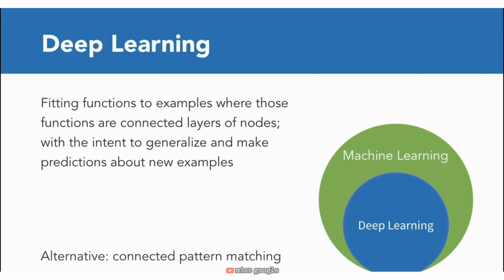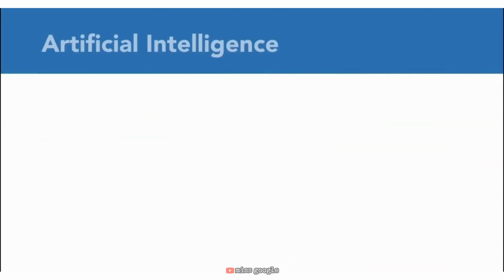So again, instead of just using one function to match a pattern, you're just using many functions to match a pattern. Now, this may seem very vague, and that's quite okay. Deep learning is not the focus of this course. The one important thing to take away is just that deep learning is a type of machine learning. It is a subset of machine learning. There are things that are machine learning that are not deep learning, but there's nothing that is deep learning that is not machine learning.